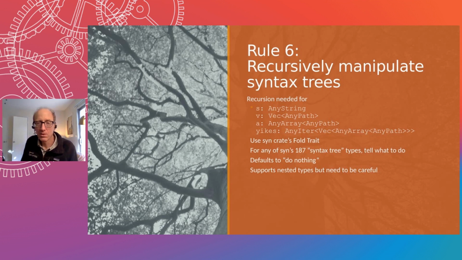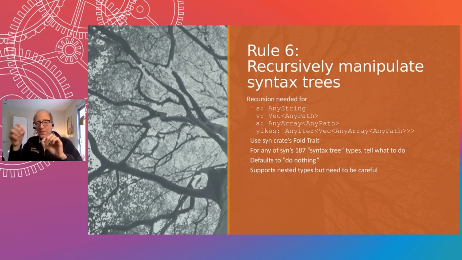So the good news is the syn crate provides a nice mechanism for doing all the recursion that we need, for both visiting and creating, manipulating syntax trees recursively. It's all attached to the fold crate. The way it works is you tell it to start recursively processing some syntax tree, and then for all the types that you want to do something special with, and it knows there are 187 syntax tree structs and types, the ones you care about, you tell it to do something special for those types. The ones you don't tell it about, it'll do nothing as a default.